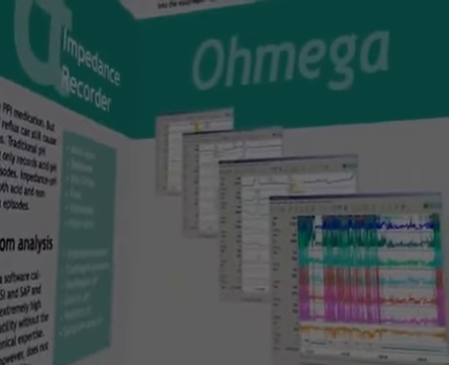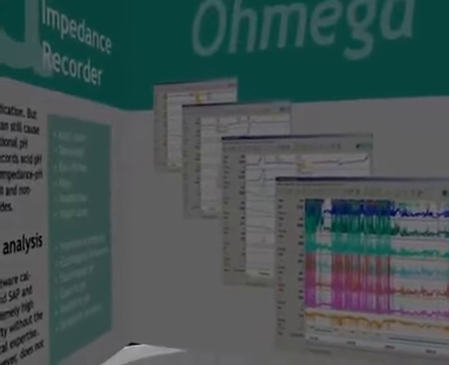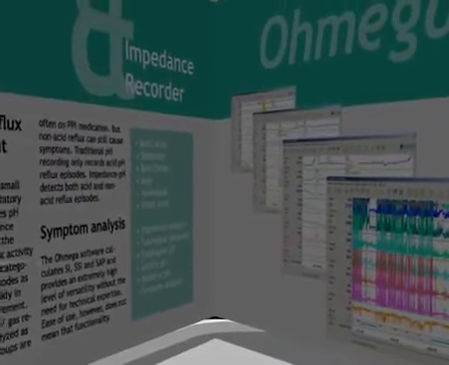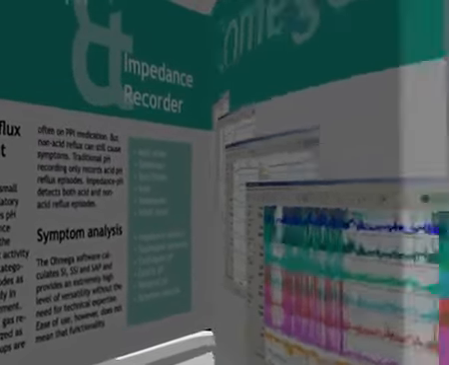To understand what we are talking about, you first have to pick up some in-depth information about pH measurement, impedance measurement, and reflux monitoring.